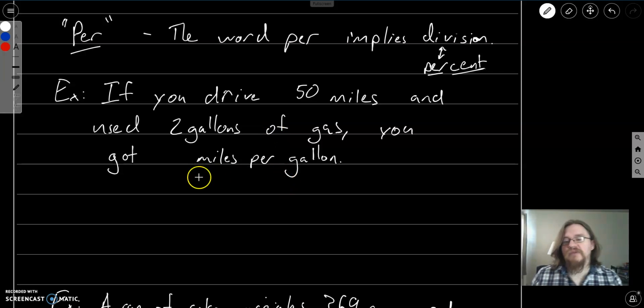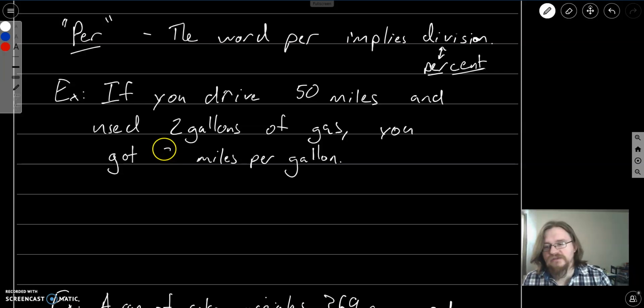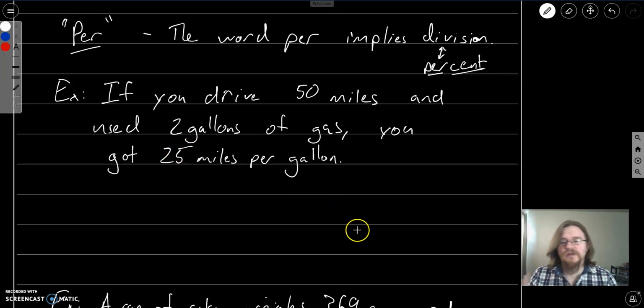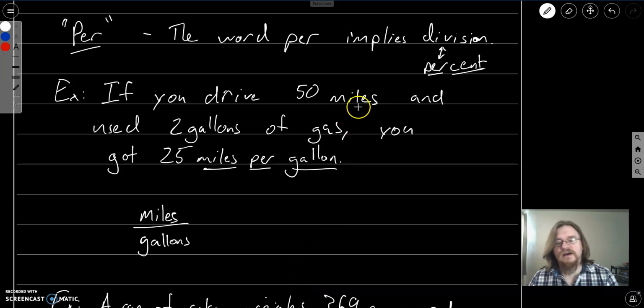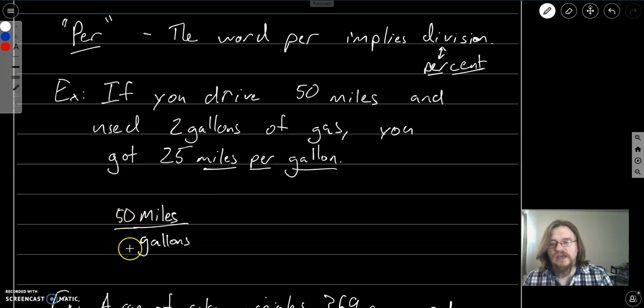So the question is, how many miles did we drive per gallon? Well, some of you may have been able to do this in your head, and you see that we got 25 miles per gallon. But how did we do that? Well, the way we think about this is if we want miles per gallon, what we want are miles divided by gallons. And again, we drove 50 miles, and we're dividing it by 2 gallons.